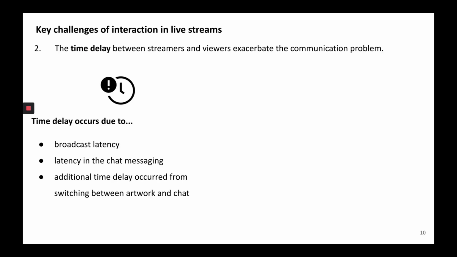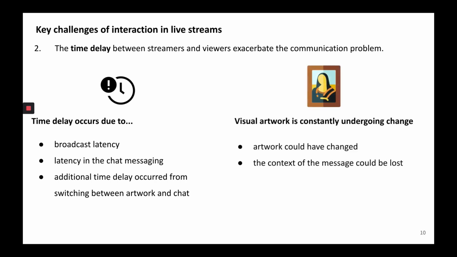Secondly, the time delay between streamers and viewers makes the communication problem even worse. In addition to the base latency in broadcasting and chat messaging, there is additional time delay from switching between artwork and chat, as streamers are primarily looking at the artwork. Since visual artwork is constantly undergoing change, by the time the streamer notices the message, the artwork could have changed or the context of the message could be lost.